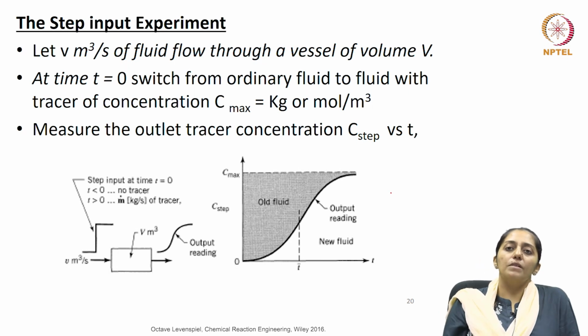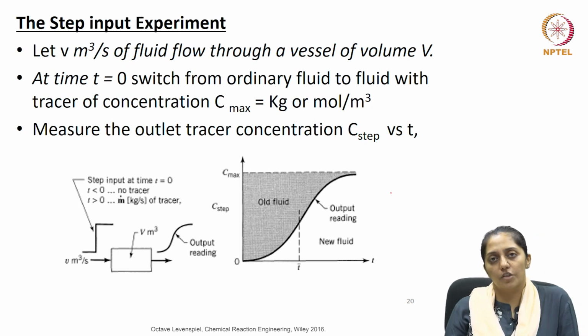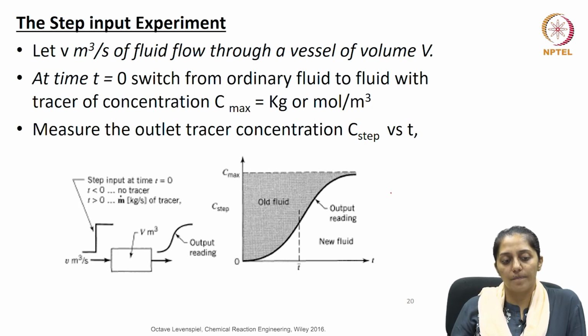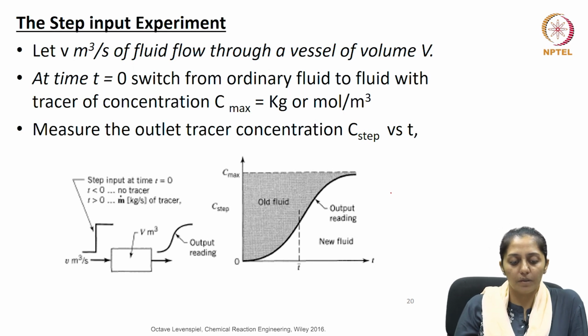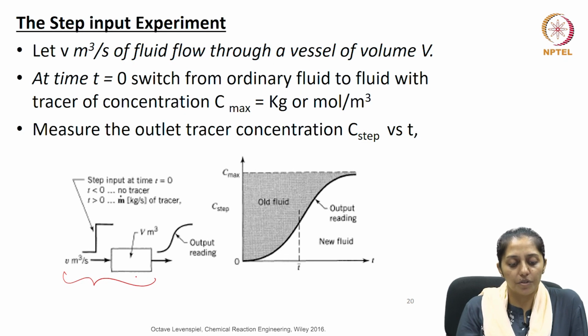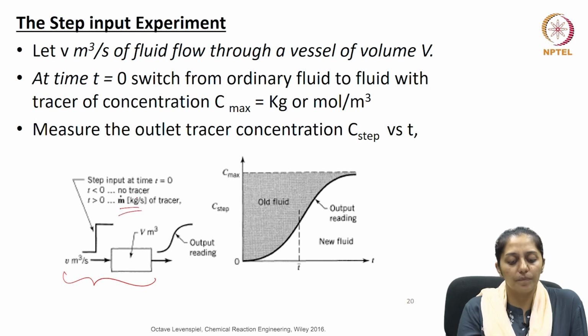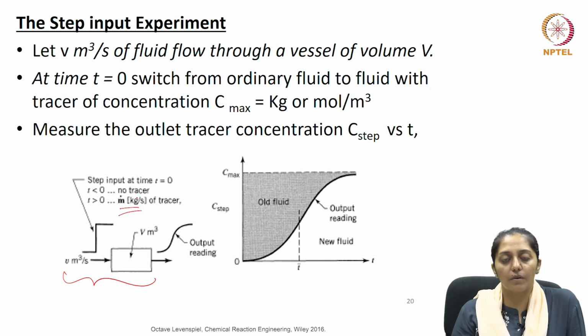Now, if we use a step input rather than a pulse input, how does it change? How do we determine the E curve? When we use a step input, this is how it can be demonstrated. At time t less than 0, there is no tracer, and at time t greater than 0, let us assume the amount of tracer being dropped in is m dot, which is in terms of kg per second.